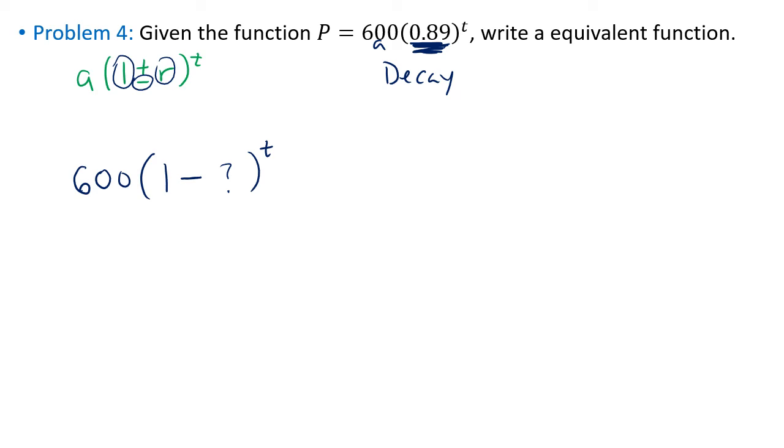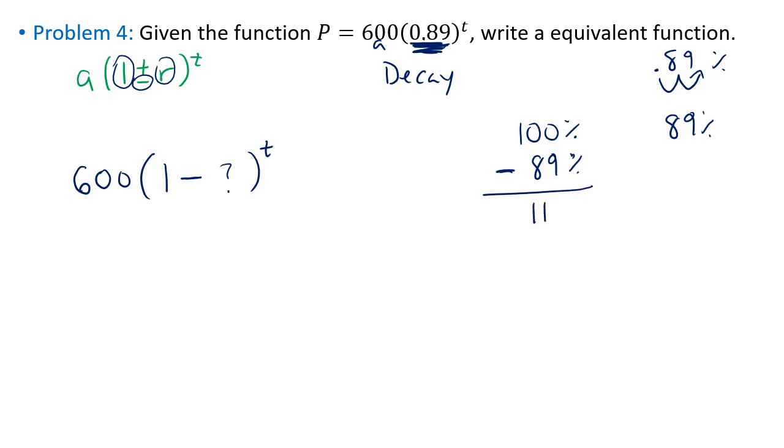Well, everything starts at 100%. This is a decay, so we're minusing 0.89, which as a percentage is 89%. When you subtract, you get 11%. Therefore, the decimal of 11% is 0.11. This is equivalent to 600 times 0.89 to the t.